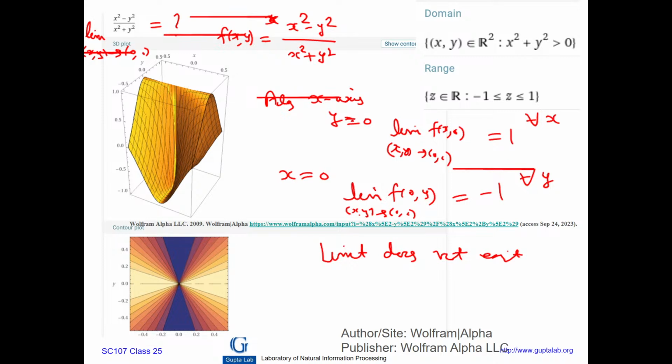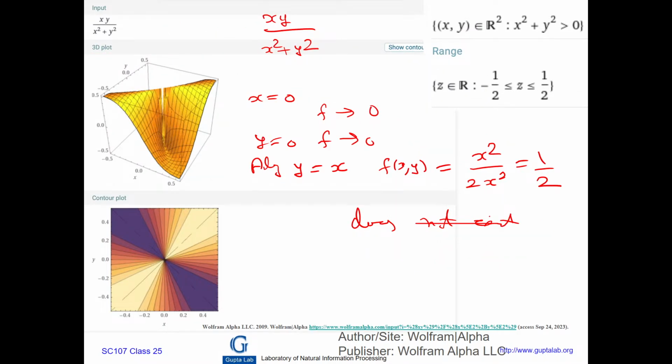Okay, then we have done a couple of examples, like if the function is x square minus y square divided by x square plus y square, along two different paths, along the x axis and along the y axis, the limit is different, so this limit does not exist, right? Easy to show. So similarly we have done some other path, along the line y is equal to x, okay? Now you see along the x axis and y axis the limit is 0, but along the line y is equal to x, the limit is half. So the limit does not exist, right?